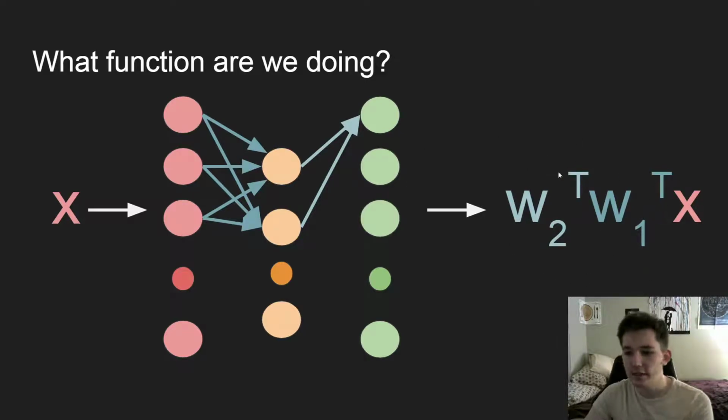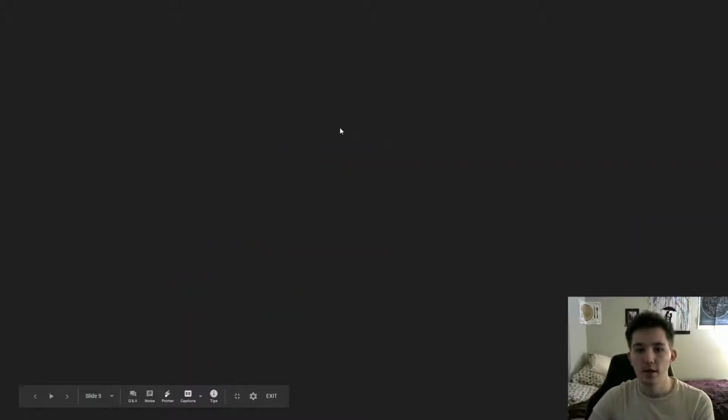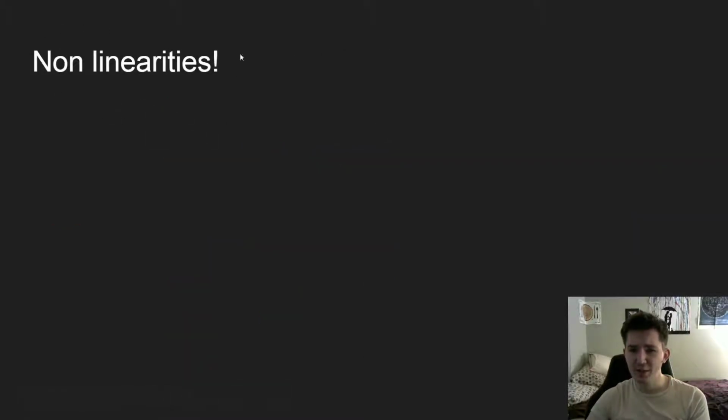So we're just doing a simple matrix multiplication on a matrix multiplication. That's all we're actually doing in the neural network we've described. So let's talk about nonlinearities, and in particular, let's talk about this.